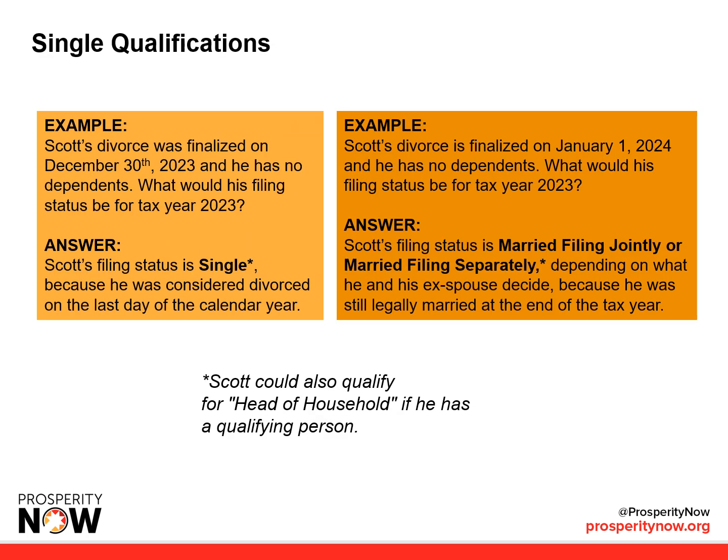For example, Scott's divorce was finalized on December 30th, 2023, and he has no dependents. What would his filing status be for 2023? If you guess single because he was considered divorced on the last day of the calendar year, you are correct. Now, let's say Scott's divorce is finalized on January 1st, 2024, and he has no dependents. He should file as married filing jointly or married filing separately, depending on what he and his ex-spouse decide, because he was still legally married at the end of the tax year. He could also qualify for head of household if he has a qualifying person.